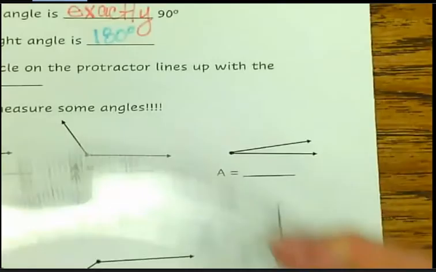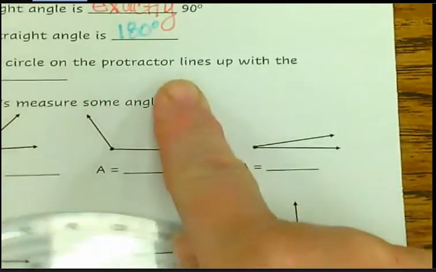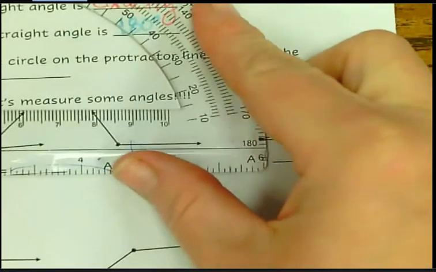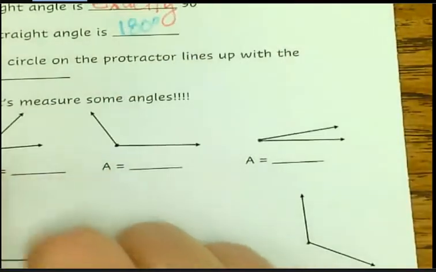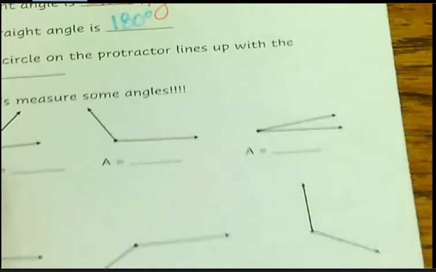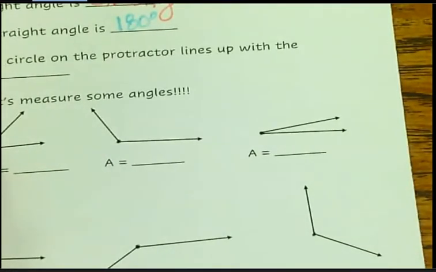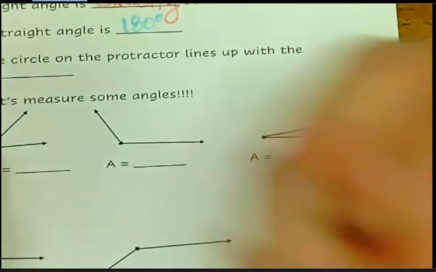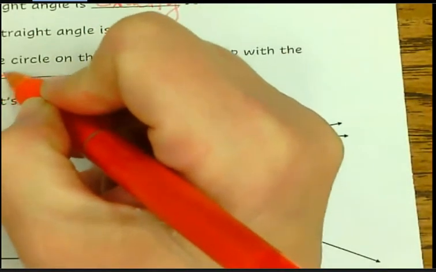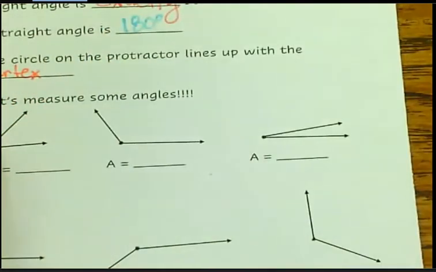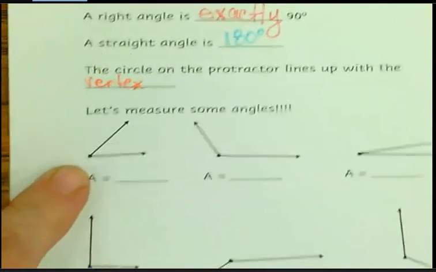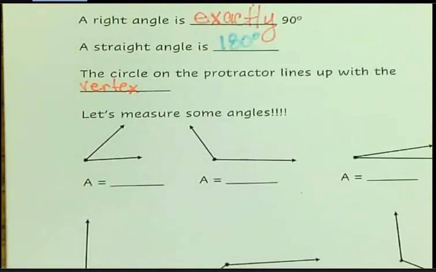So, it says the circle on the protractor lines up with the, okay, so here's the circle on the protractor, and I'm going to line it up with this right here. So what do we call that? What is that point? Come on, look at your notes. You know what that point is. Yes, it is called the vertex, or it is a vertex. It's where they cross, where they intersect. Whoops, there we go. Sliding it over there, can't see anything. So let's measure some of these angles, all right?